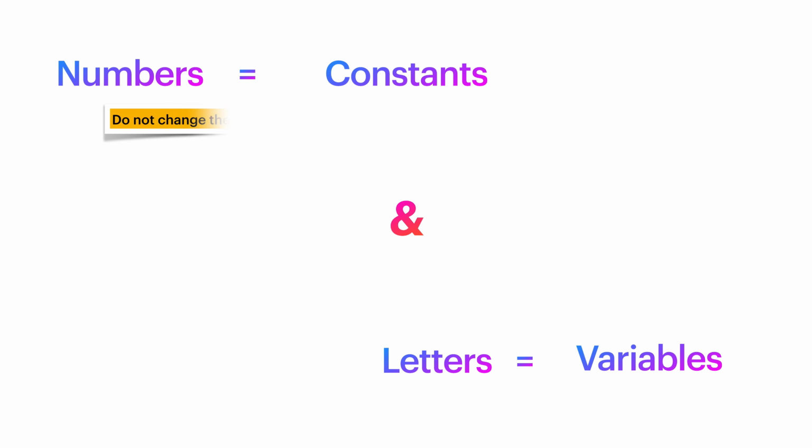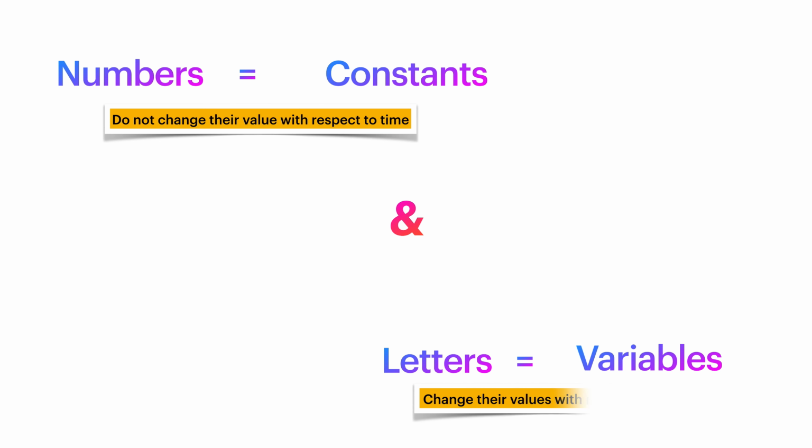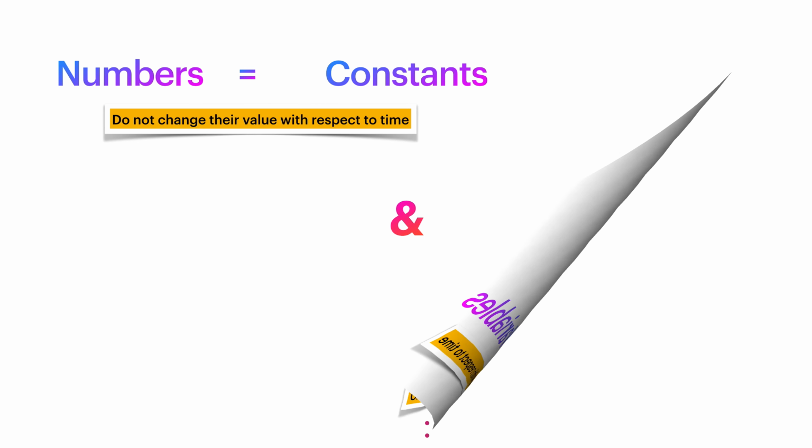And when we speak of numbers, we know that every number bears a fixed value which does not change with respect to time and is hence known as a constant. Whereas letters can assume any value with respect to time and hence are known as variables.